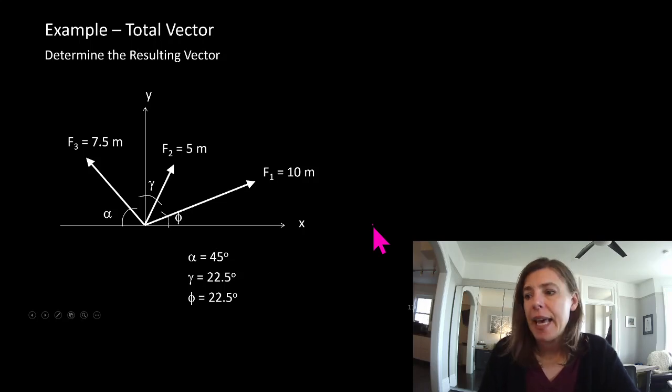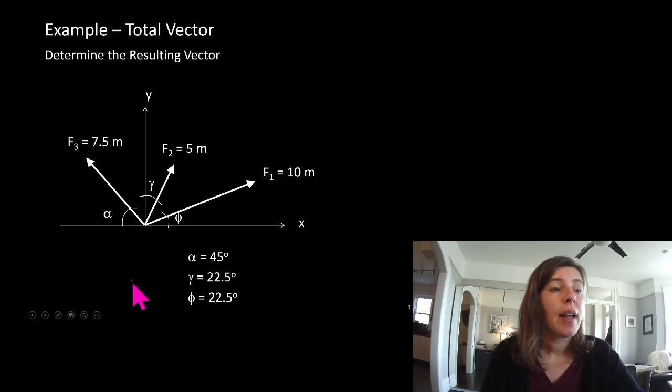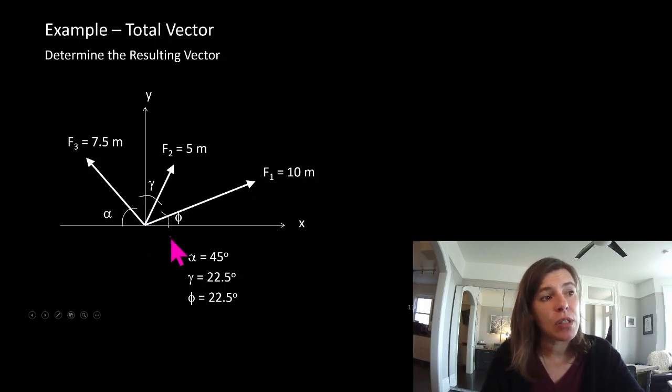Let's take this set of vectors here and add them up. We want to know the total vector here. They've given us their angle relative to different axes. So F1 is angled off the x-axis, F3 is angled off the x-axis, and for F2, they've given us an angle off the y-axis.